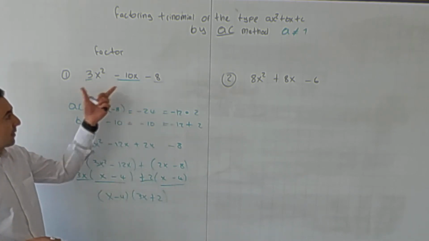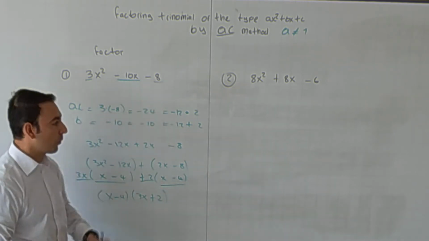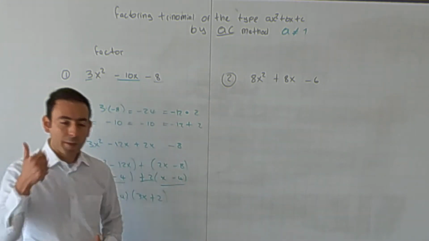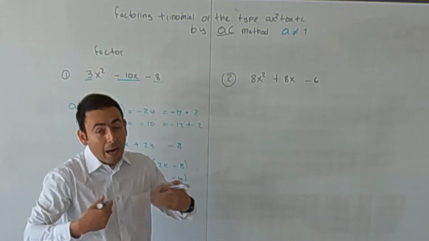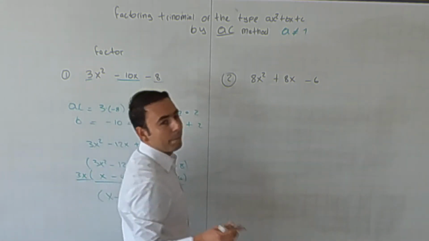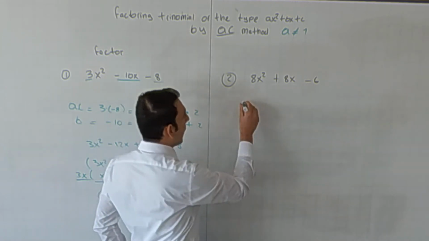If your answer is the original polynomial, that means your factoring process was correct. Example number 2. One more time, guys. Step number 1. Try to factor by greatest common factor. In this case, of course, it's possible because all of them are even numbers. And the greatest common factor is 2.